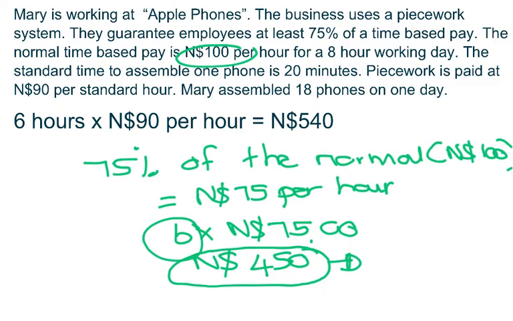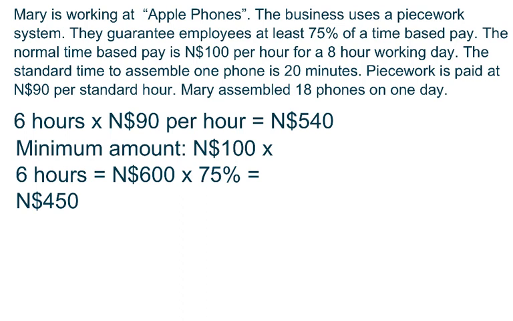The actual pay based on the piecework system was $540 and the minimum is $450. So in other words, she will receive the $540. But let's say the minimum was higher than the rate according to the piecework hours, then she will receive the minimum rate.